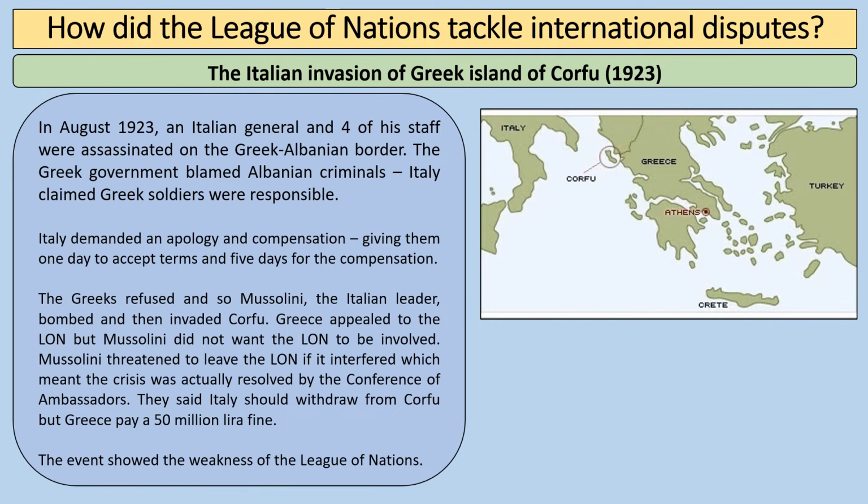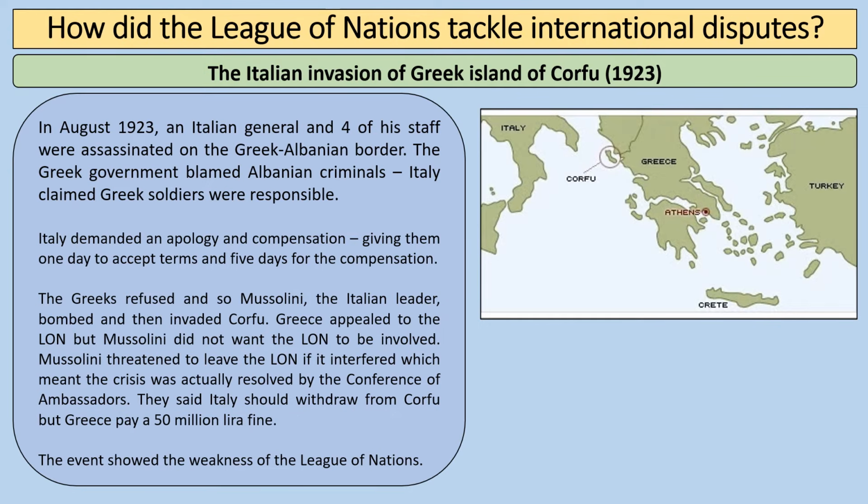So next up, a really good example of another aspect that was unsuccessful about the League of Nations in the 1920s, and it's the Italian invasion of the Greek island of Corfu in 1923. And again, you can see a map there. What happened in August 1923 was that an Italian general called Enrico Tellini and 4 of his staff were assassinated on the Greek-Albanian border. Now, the Greek government blamed Albanian criminals and said that they weren't involved, but the Italians said, well, actually, it was Greek soldiers that were responsible.